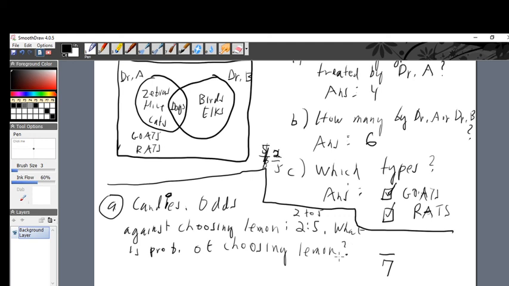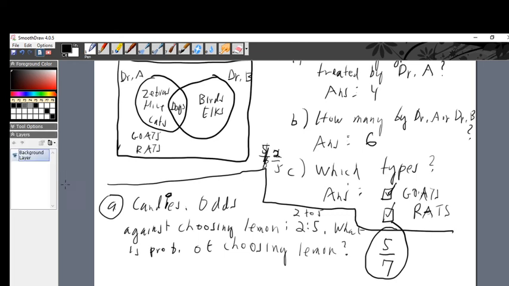What are we looking for? Choosing lemon. Which one is choosing lemon? The first number on the left will always be associated with the statement, that's against choosing lemon. So the other one will be the opposite, for choosing lemon. So we're interested in the number 5. 5 over 7 is your probability of choosing lemon. That is the answer to problem number 9A. Sorry, we'll have to do 9B. Running out of time. Got to do 9B on the next video.